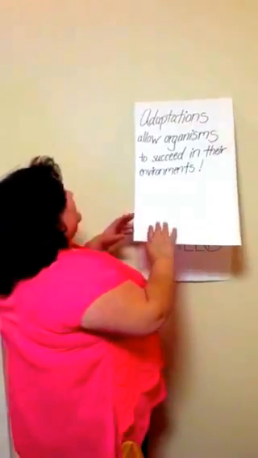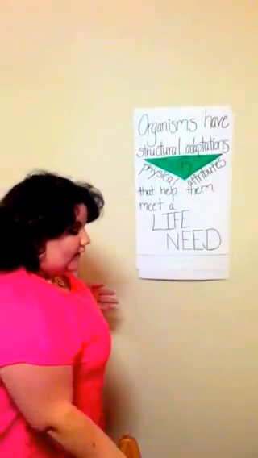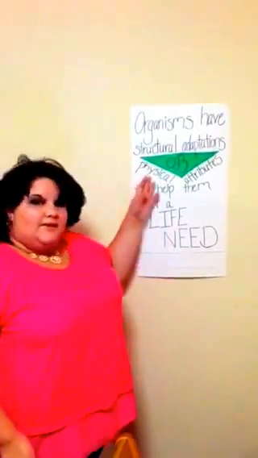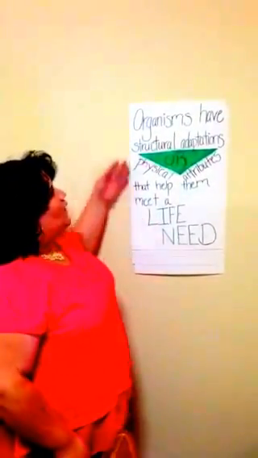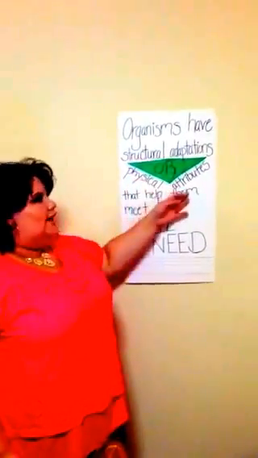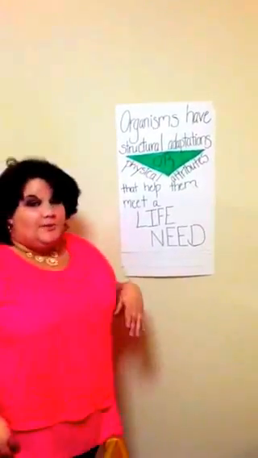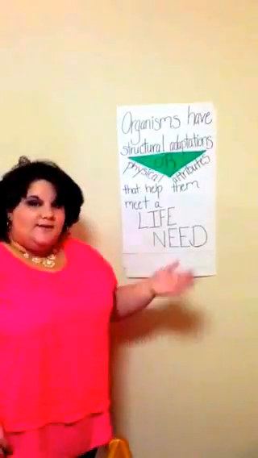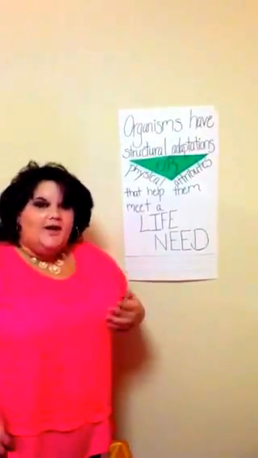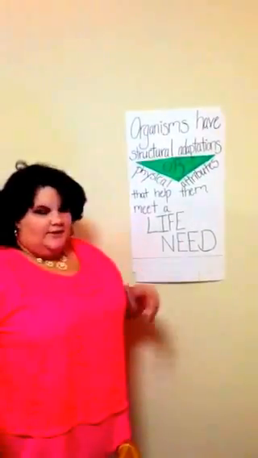And there are two different kinds of adaptations. The first adaptation is called a structural adaptation. Some of you maybe heard the word physical adaptation. And so organisms have structural adaptations, or they're also called physical attributes that help them meet a life need. And so an example of this in a human is I have eyes that help me see, which is a life need, and I have a mouth that helps me talk and communicate and eat, which are all life needs. And you guys have those needs too.